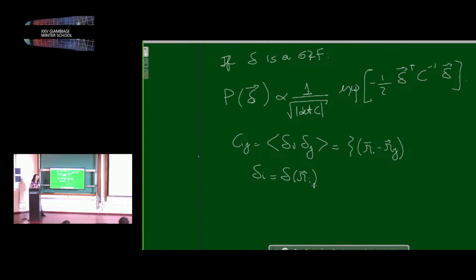Yes, your name? Yeah, actually, the vector could be, what's your name? Gustavo. The vector, I mean, in any position, right? I can write delta 1, delta 2, and so on, until delta n, okay? Yeah.